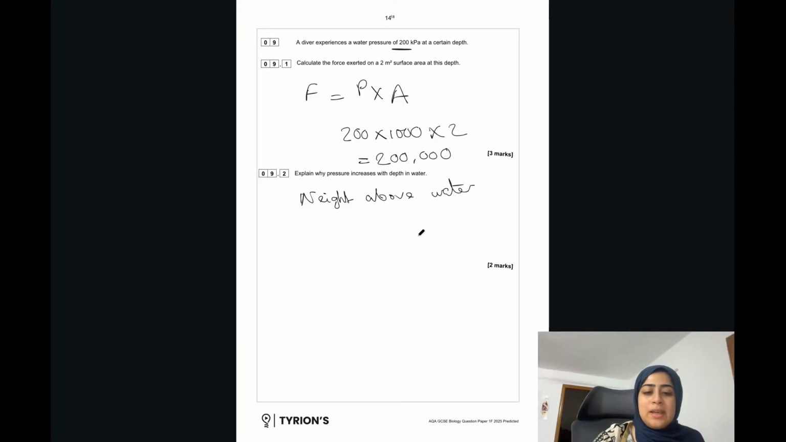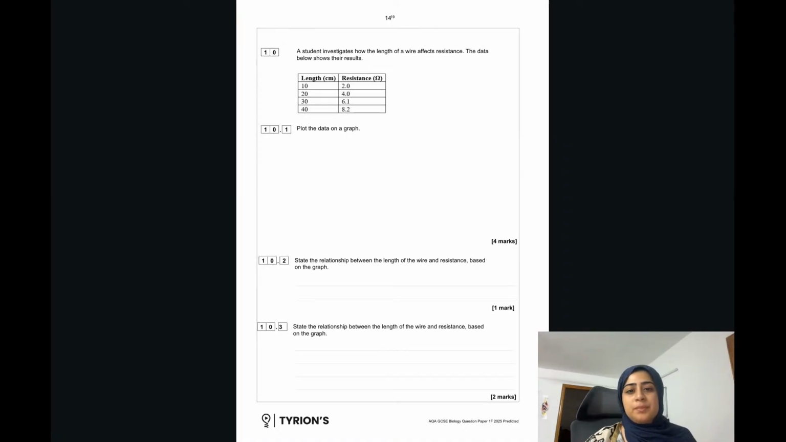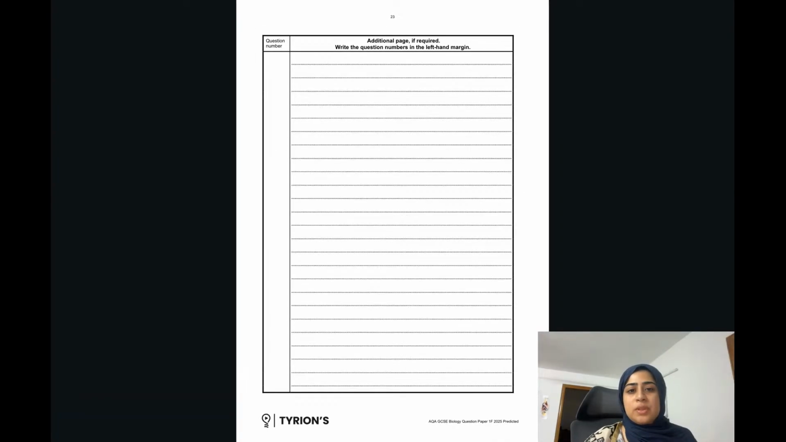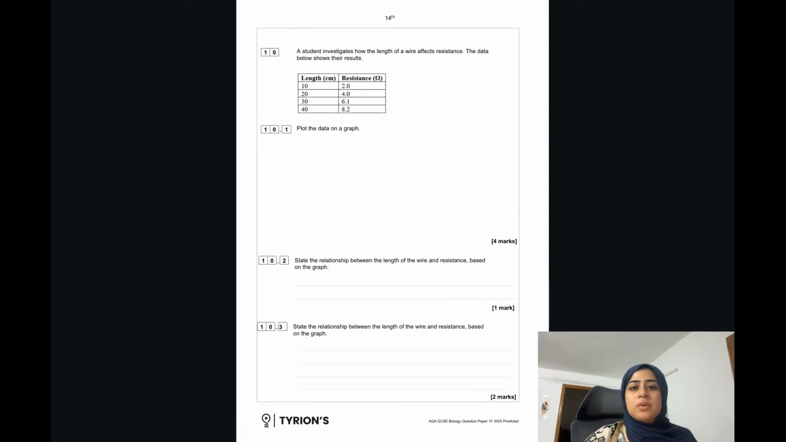And secondly, that the increased force on the area leads to a higher pressure. Just want to see. Okay, we're just pretty much done. Last question. Last 2 questions.